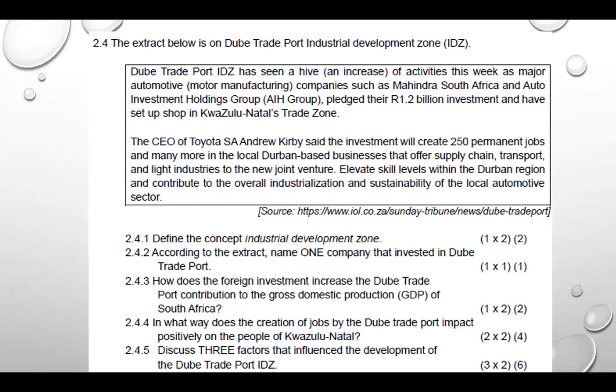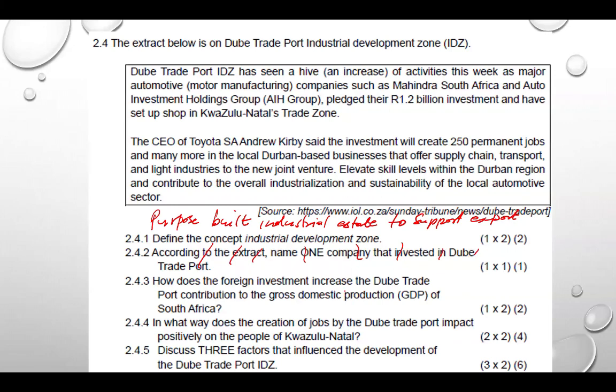Define the concept industrial development zone. We have already looked at what is the industrial development zone. We said it is a purpose-built industrial estate to support exports. And then according to the extract, name one company that invested in Dubai Trade Port. It's fine. You are not going to get this extract anymore. So you need to look at the concept.